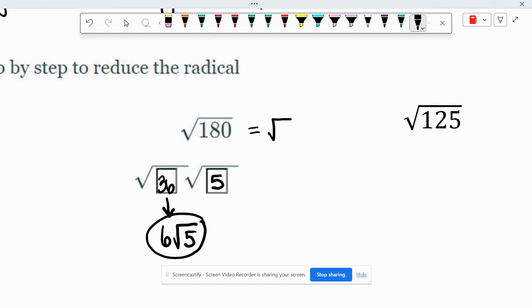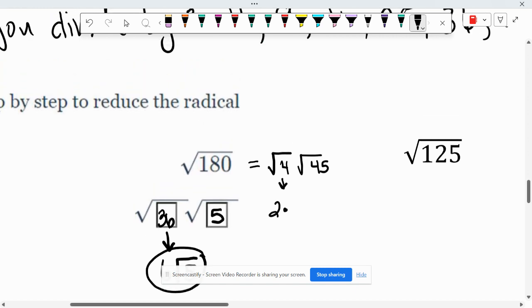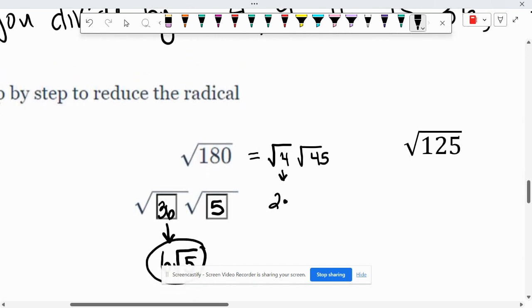What is 180 divided by 4? 45. Okay. So I know 4 is a perfect square. That's 2. What about the square root of 45? Is it divisible by 4? No, because it's not even.